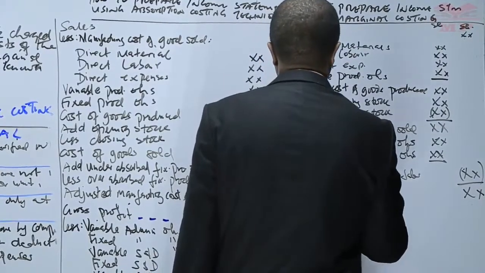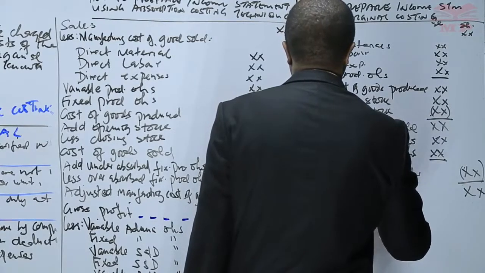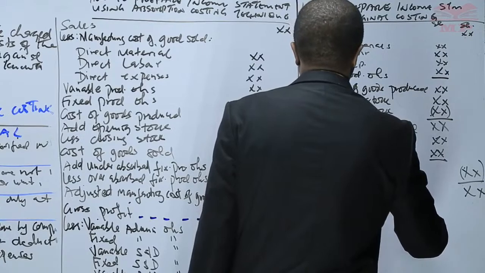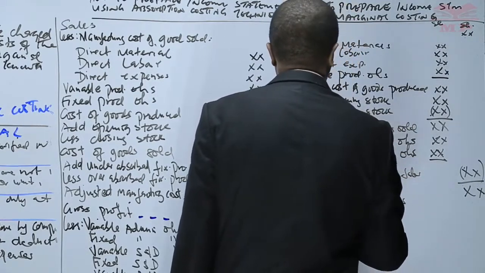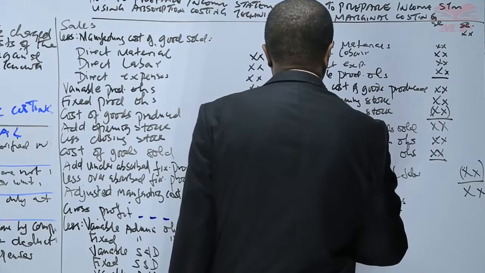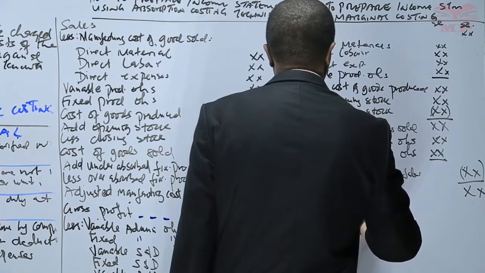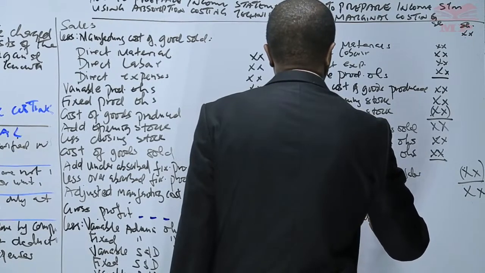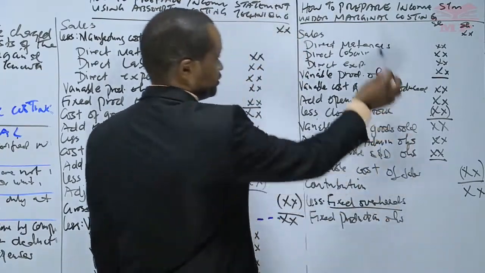Less fixed overheads. And what are these overheads? These are, number one, fixed production overheads. These are overheads that are incurred in the factory.